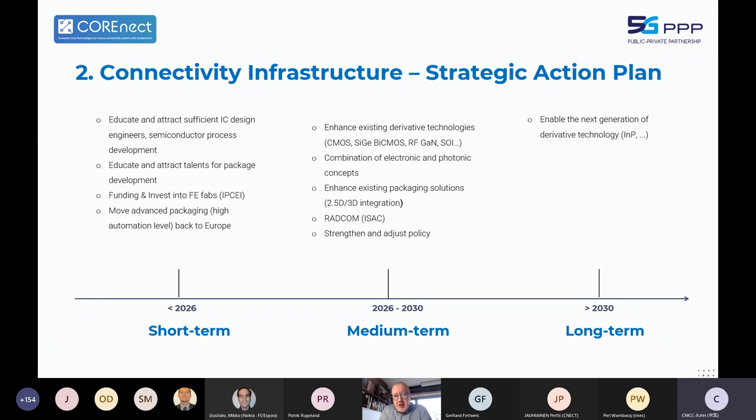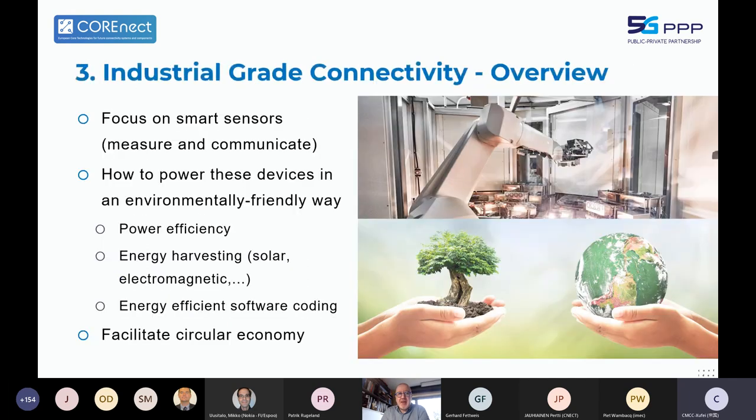Medium term, we see an enhancement of derivative technologies, as already indicated also by Piet. CMOS is, of course, the preferred solution, but not usable for a number of applications. So therefore, we need silicon germanium BiCMOS, RF gallium nitride, SOI. And as you can see, longer term, indium phosphide is also a solution which is expected. So we need a combination of electronics and photonics concepts.